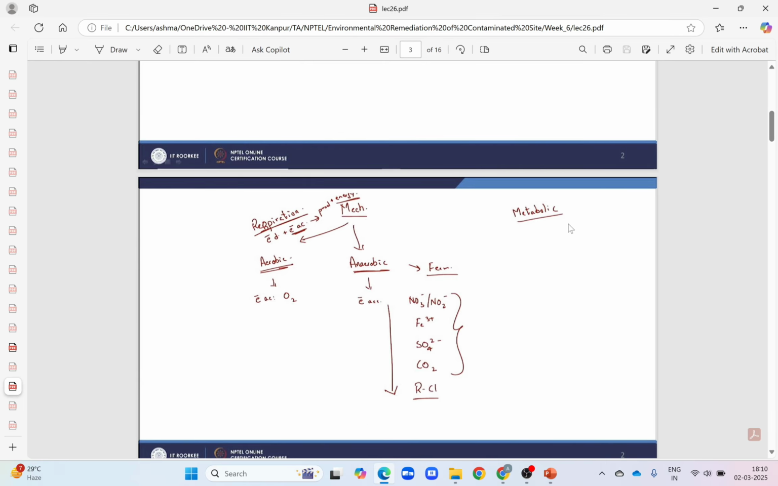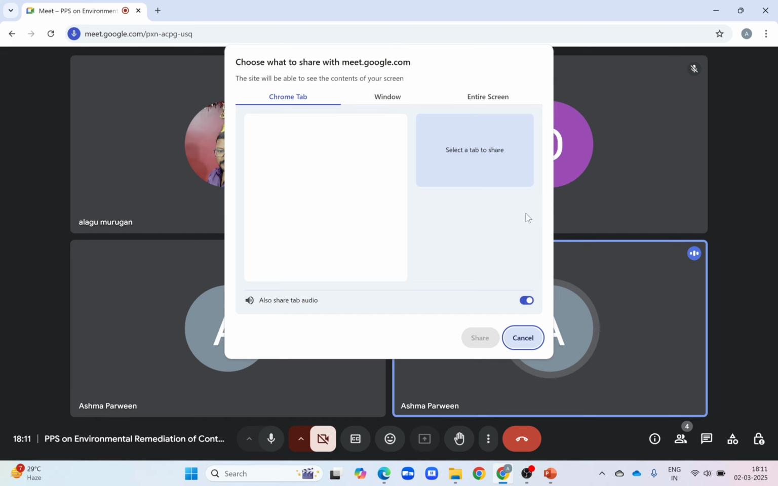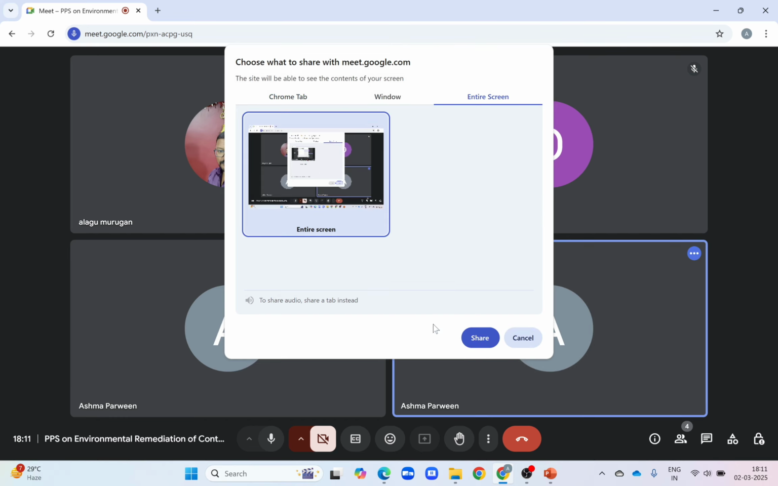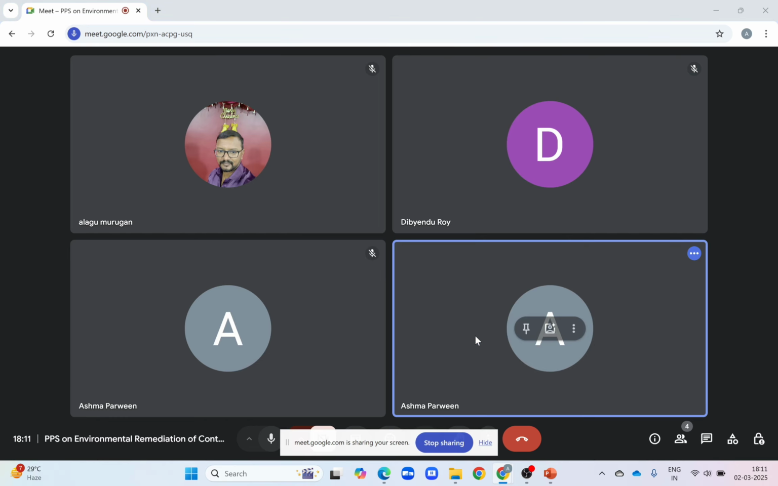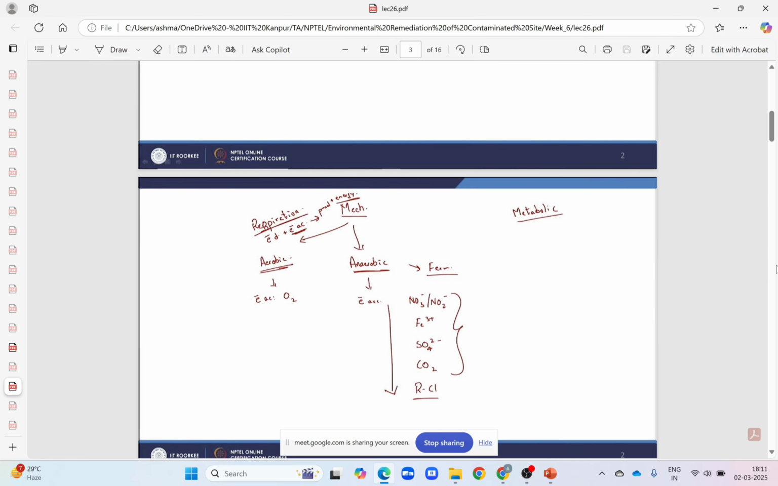So here we have covered all these in week 5. In natural attenuation, if there is oxygen as the electron acceptor. Okay. So first let me share my screen. Okay, now my screen is visible.